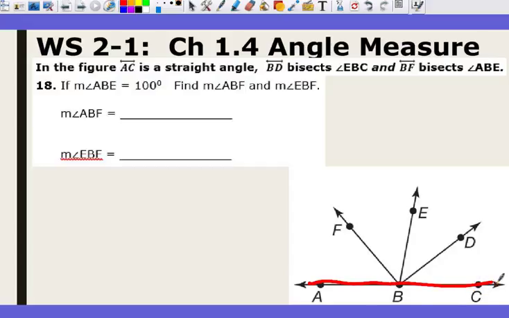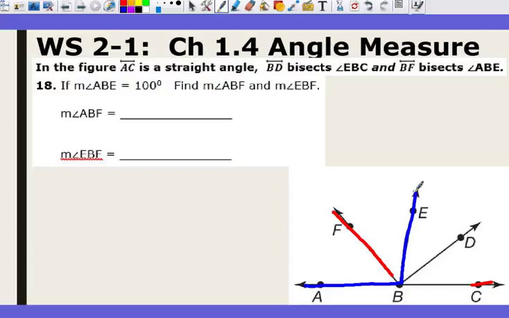All right, this is for the other problem. I'm going to focus on this. BF bisects, splits it into two sections. Bisect means two sections. Sorry, splits ABE into two sections. So this got split into two equal sections.